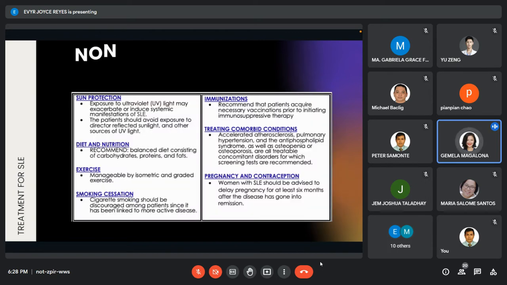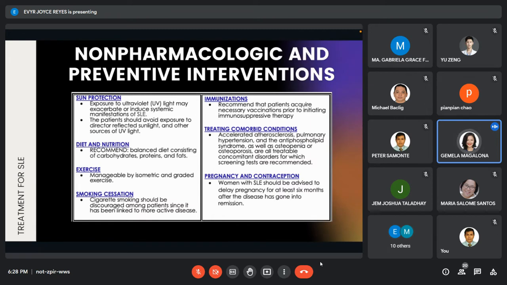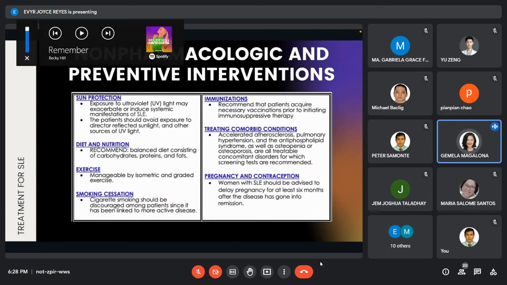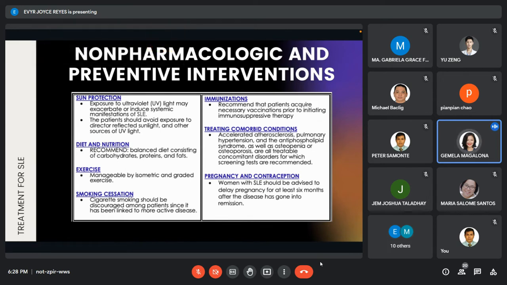For the non-pharmacologic and preventative interventions, we have sun protection. Exposure to ultraviolet light may exacerbate or induce systemic manifestations of SLE. Patients should avoid exposure to direct and reflected sunlight and other sources of UV light. Patients can also use sunscreen that can block both UVA and UVB and has a sun protection factor of more than 55.